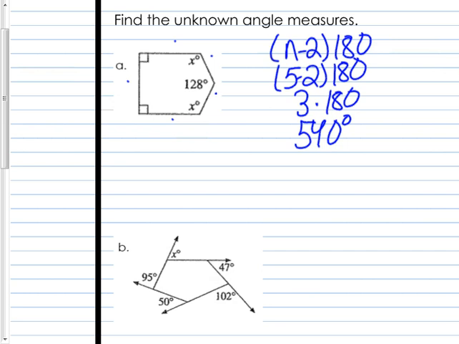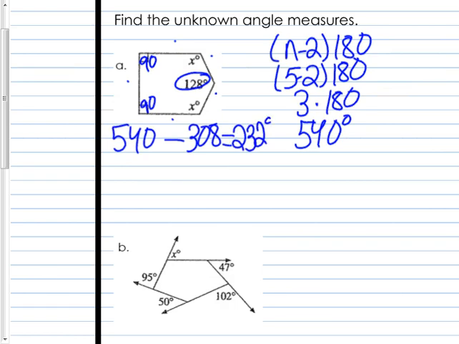So let's subtract what we know. We know that this is 90, this is 90, and this is 128. Well, when you add all of that together, you'll get 308. Subtract that from 540, and you have 232 degrees. Well, I have to divide 232 degrees by 2 angles. If you notice, these are the same variable, which means that they are equal to each other. So divide 232 in half, x is 116 degrees.